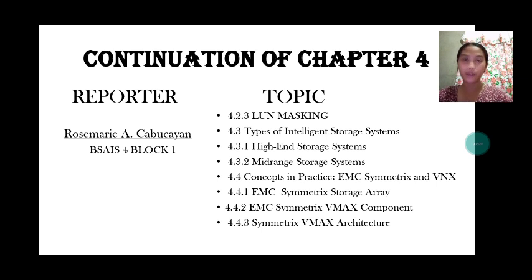I am Rosemary Kabukayan and my topic is all about LUN masking, the types of intelligent storage system, high-end storage system, mid-range storage system, concept and practice of the EMC Symmetrix and VNX, the EMC Symmetrix storage array, EMC Symmetrix VMAX component, and the Symmetrix VMAX architecture.